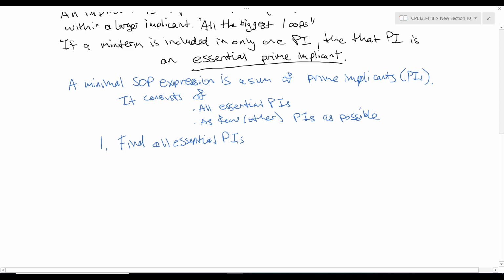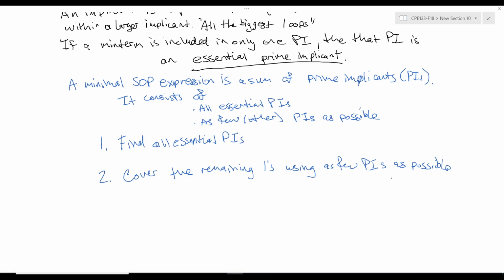So a little tip here: always look on all the sides of a 1, and as you find each essential prime implicant, draw its loop. And then number 2, cover the remaining ones using as few prime implicants as possible. And here you want to look carefully. Can you cover all the ones with 1 loop? What about with 2 loops or with 3 loops? So always try to cover with the fewest additional loops. Also be careful because loops can wrap around the edges of K-maps, from left to right or from top to bottom.